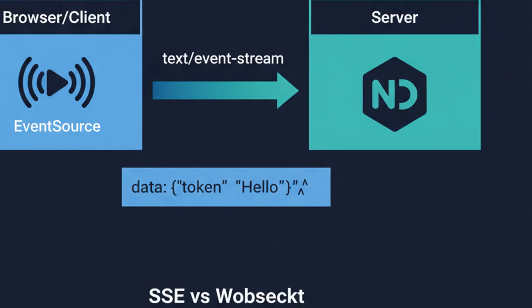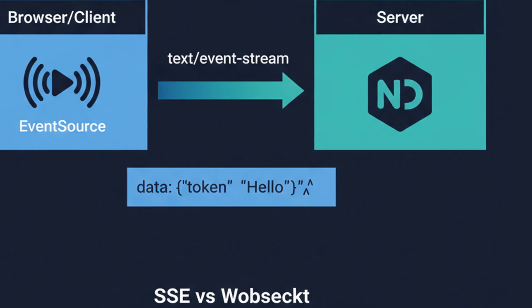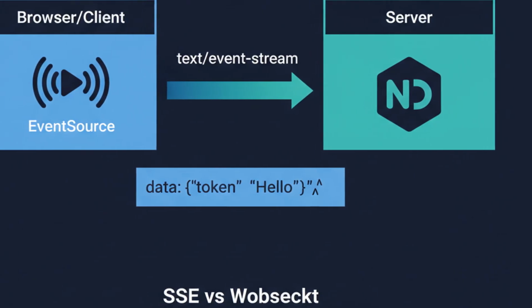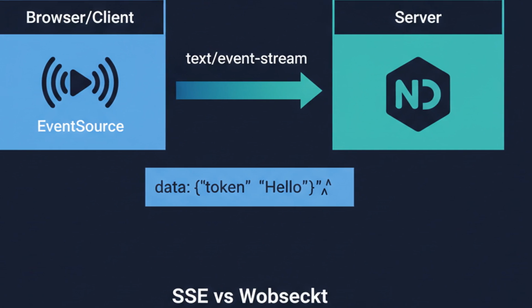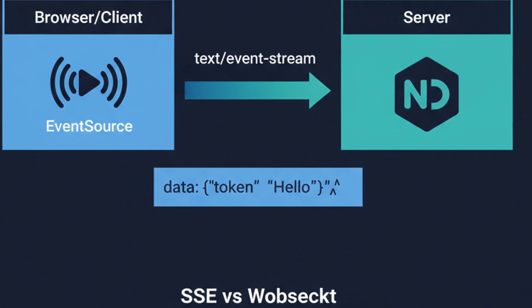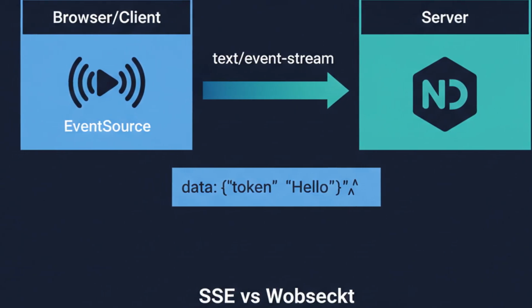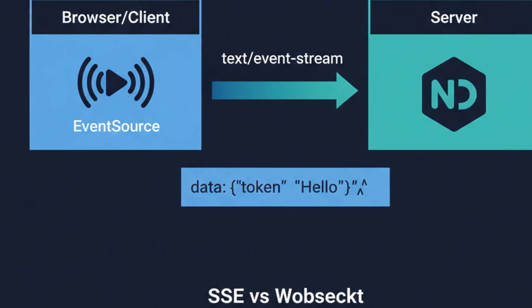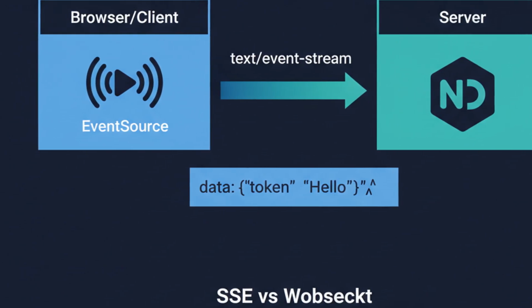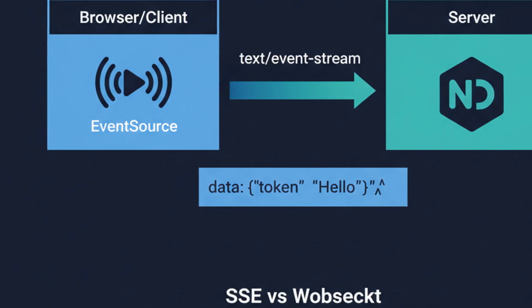The underlying technology for streaming AI responses is usually server-sent events, or SSE. Unlike WebSockets, which are bidirectional, SSE is a one-way channel. Perfect for our use case where the server pushes data to the client. The client opens a connection using the EventSource API, and the server sends messages in a specific text format. Each message has a data field, and messages are separated by double new lines. The browser handles reconnection automatically, and it works over standard HTTP.